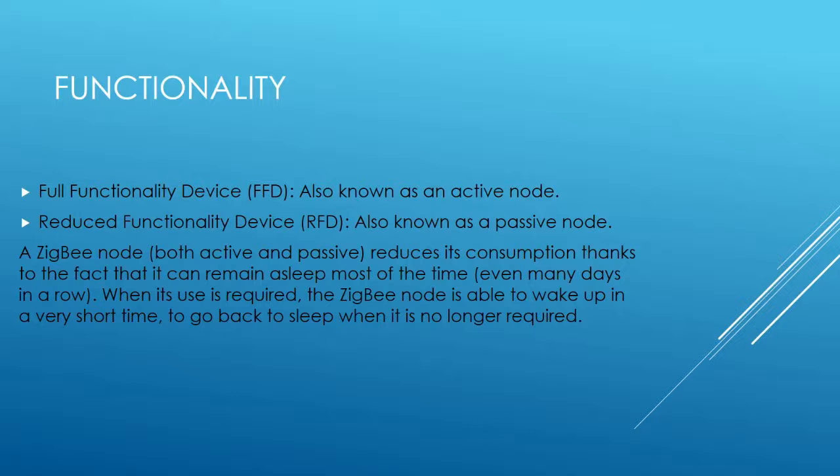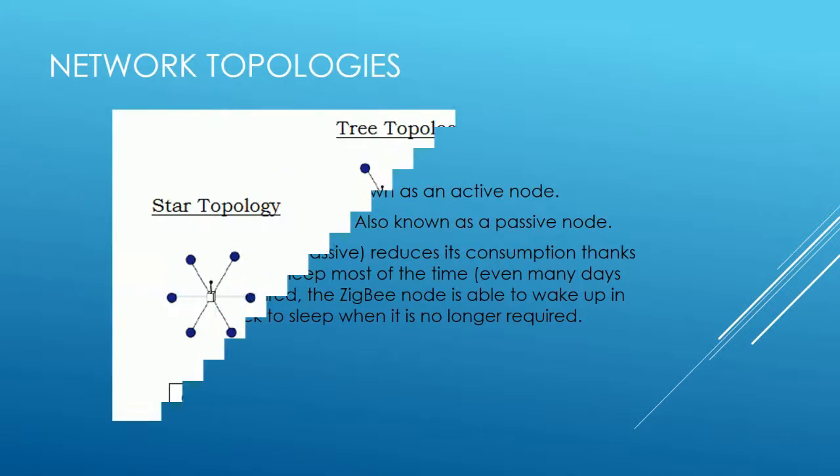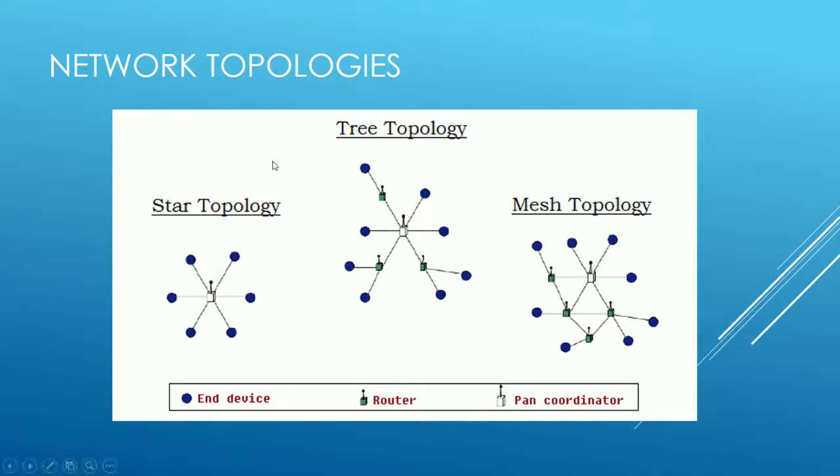A Zigbee node reduces its consumption thanks to the fact that it can remain asleep most of the time. When its use is required, the Zigbee node is able to wake up in a very short time, to go back to sleep when it is no longer required. Network topology. Star topology. The coordinator is located in the center. Tree topology. The coordinator will be the root of the tree. Mesh topology. At least one of the nodes will have more than two connections.